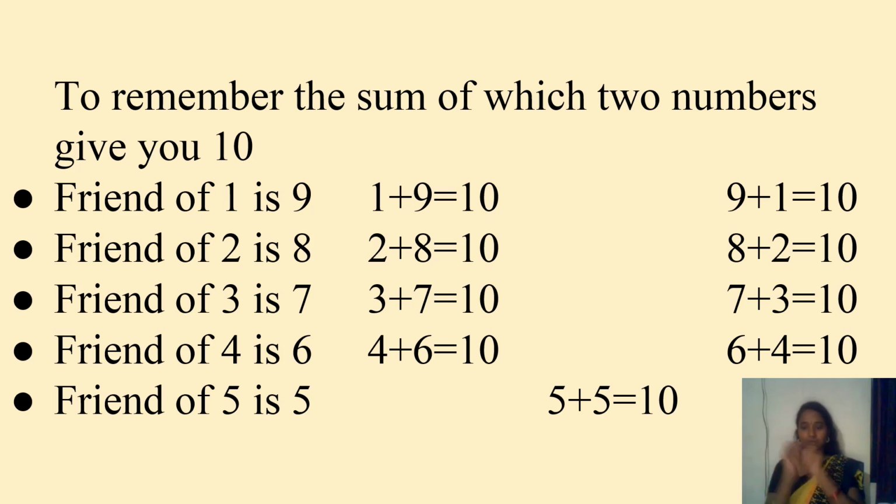Okay. Now, remember this. The friend of 1 is 9. The friend of 2 is 8. The friend of 3 is 7. The friend of 4 is 6. The friend of 5 is 5. The friend of 6 is 4. The friend of 7 is 3. The friend of 8 is 2. The friend of 9 is 1.